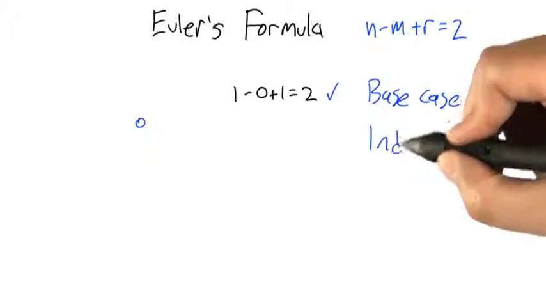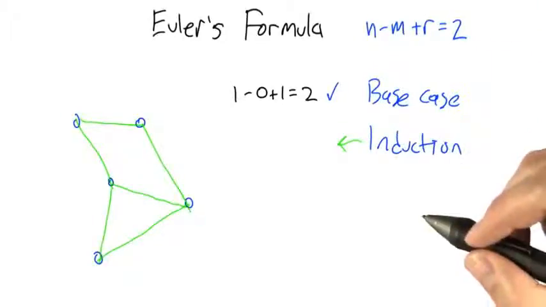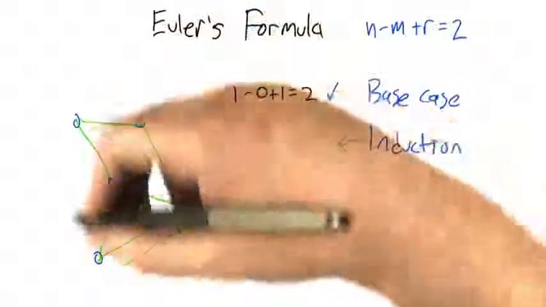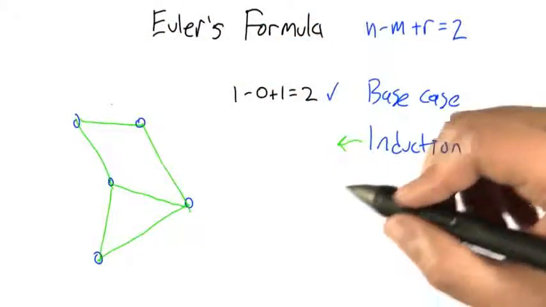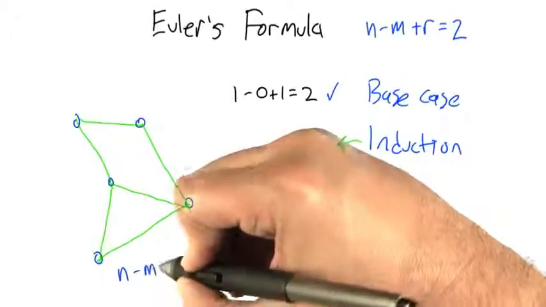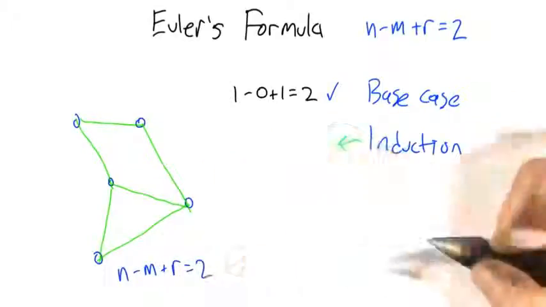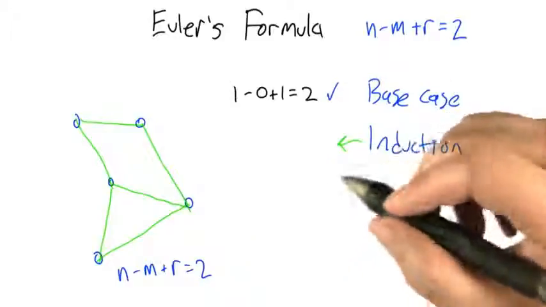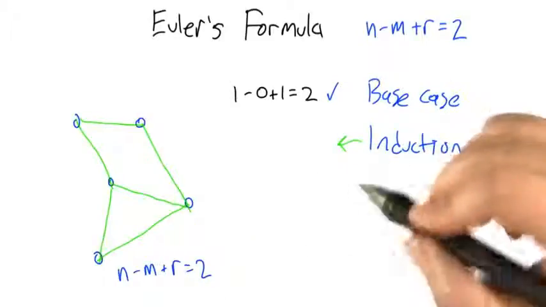Now we proceed by induction. Given that we're doing a proof by induction, we're going to assume that we have some planar graph and that Euler's formula holds for that graph. So we have already that n minus m plus r equals 2. And what we're going to do is add to this graph so that it's still planar and see what happens to this formula.